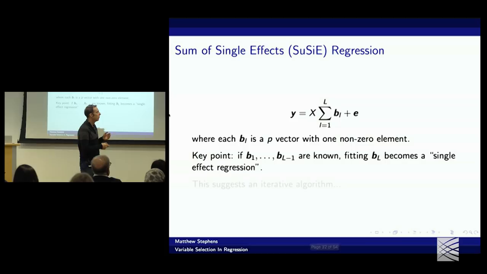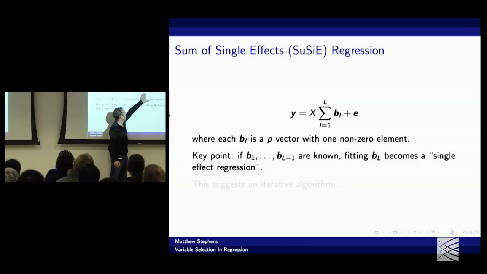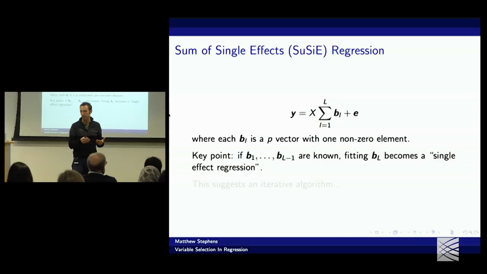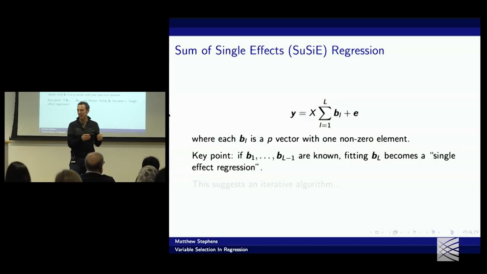So why is it easier to fit? Well, the key intuition is that if we knew the first B_1 up to B_{L-1}, and we just want to estimate the Lth one, then that becomes a single effect regression problem. If we knew those, we would subtract them out of y, and then just do our single effect regression, which ends up just doing single SNP Bayes factors, which are like your single SNP p-values but a little bit different, and normalizing them. Of course, we don't know them. So why is this an advantage?